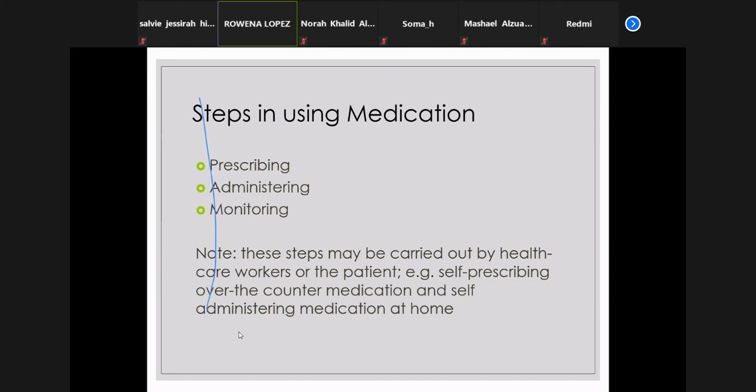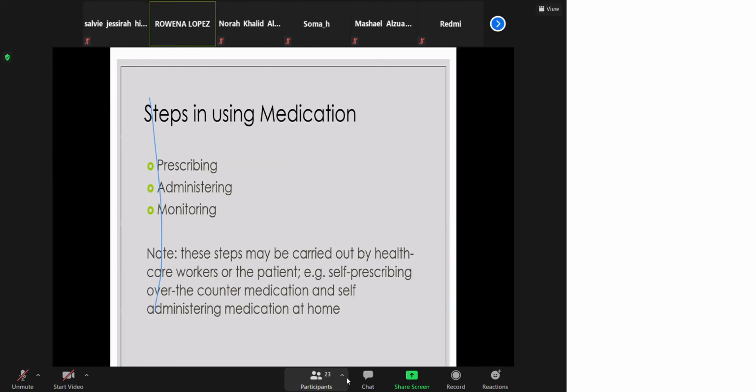Steps in using medication: we have prescribing, administering, and monitoring, okay? Usually, the monitoring is what we miss as nurses. What are the side effects? What are the complications? Did the patient swallow the medication? After the patient swallowed the medication, what happened to him?